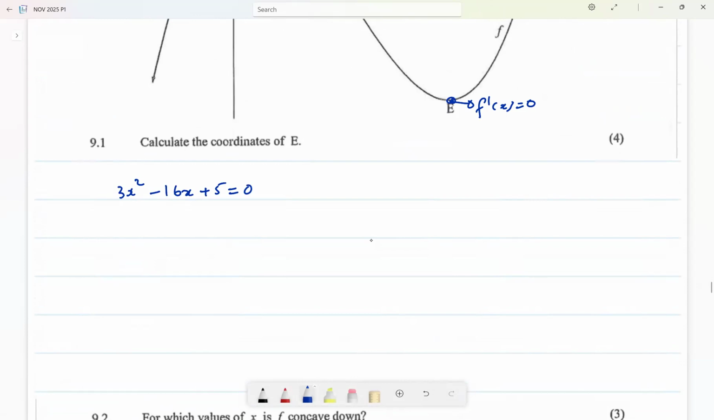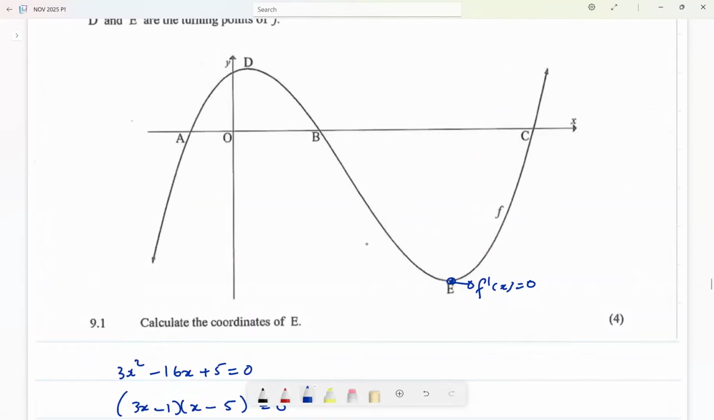And then factors of 15 such that when I add them, it gives me this. It's going to be 15 and 1. So it's going to be 3x plus 1 and x plus 5. No. Let me see. Both of them should be negative. So I have 3x² − 15x − x. Then I have x equal to 1/3, or x equal to 5. Something doesn't add up here. Oh, yes, it does add up.